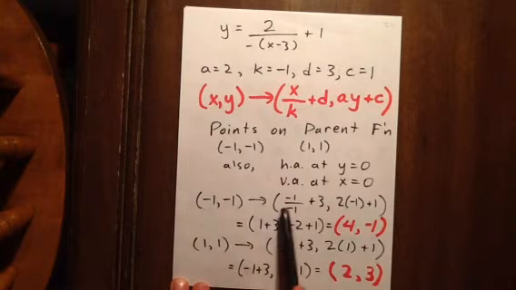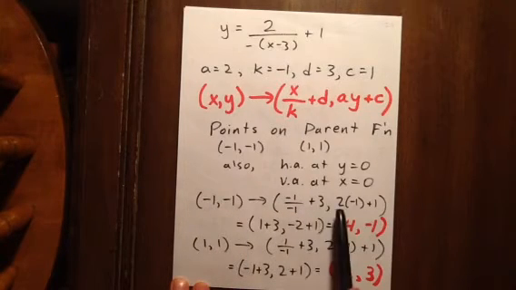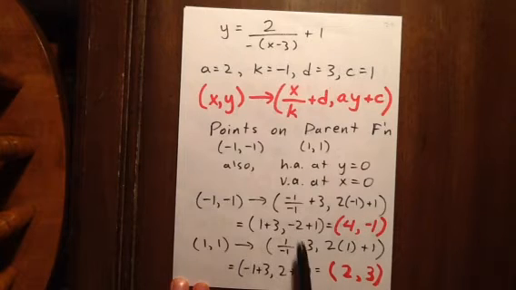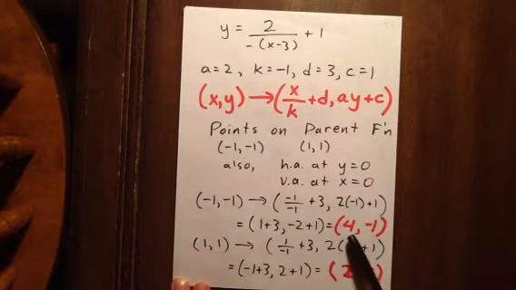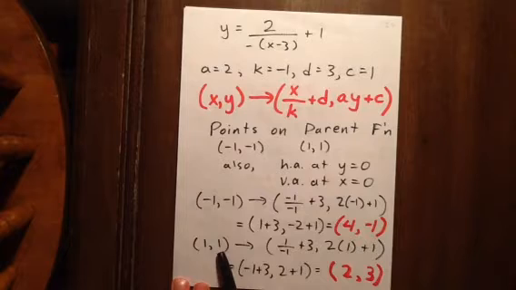Well, (x, y) maps onto (x over k plus d, ay plus c). Evaluating that, we get (1 plus 3, -2 plus 1), which is (4, -1). The other point we have is (1, 1). That maps onto (1 over -1 plus 3, 2 times 1 plus 1). When we evaluate that, we get (-1 plus 3, 2 plus 1). This evaluates to 2, and this evaluates to 3, and we get the point (2, 3). So these are the 2 important points that we have.